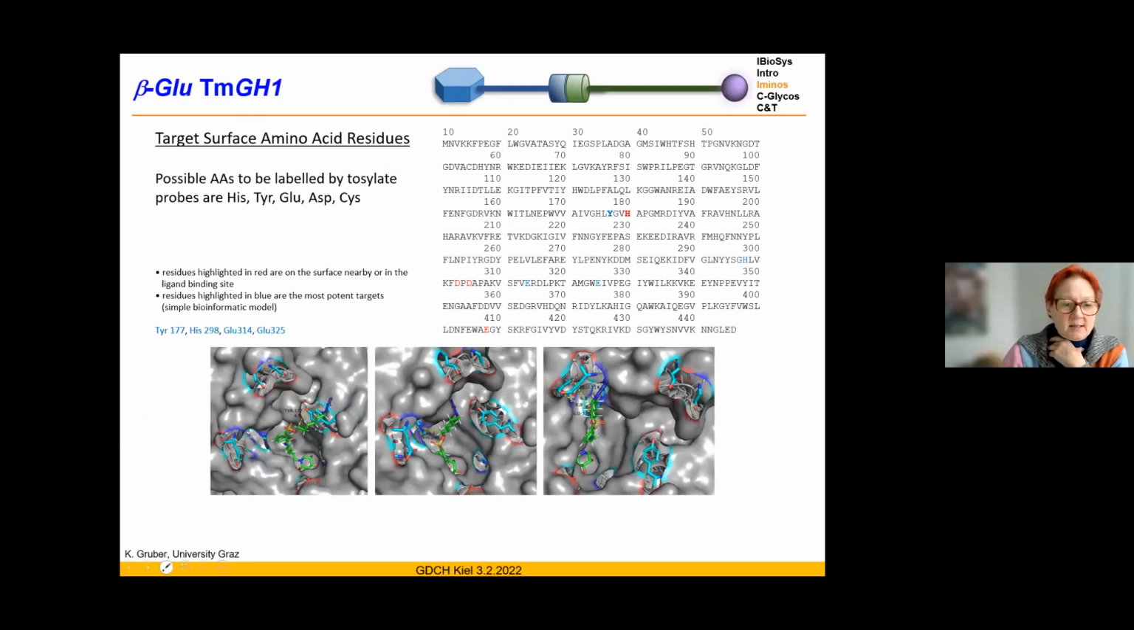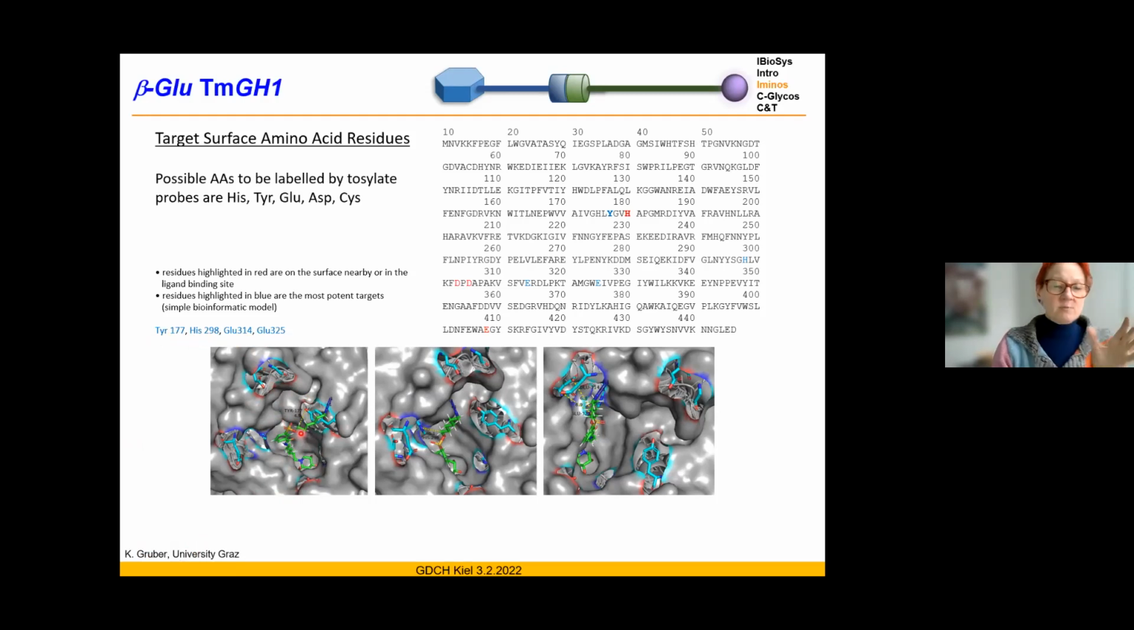This work was done in collaboration with Karl Gruber from the university. So we modeled a probe we have designed into the active site with the amino sugar sitting there and having the handle hanging out towards the entrance with the sulfonate group here. And we were looking for amino acids and indeed found 4 suspicious suspects, I should say: a tyrosine, a histidine, and 2 glutamates, which are located in proximity and could react in principle with the tosylate here.